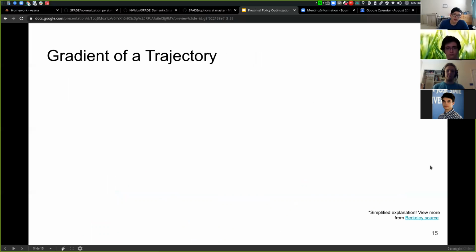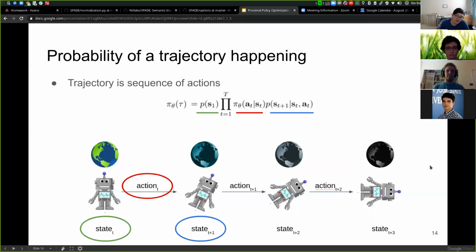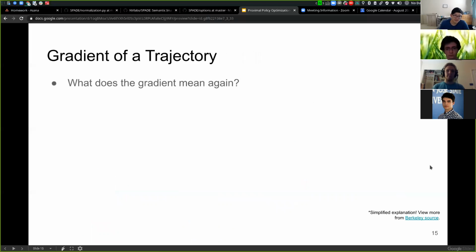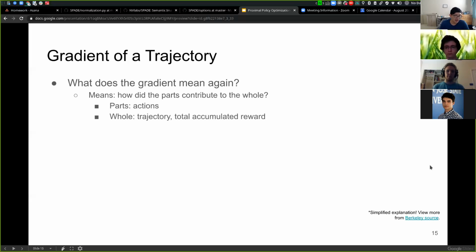So now we're going to take the gradient of the trajectory. Before we just defined what the trajectory is, now we're going to take the gradient. So why are we taking the gradient? What does the gradient exactly mean? Again, basically when you take the gradient, it tells you how the individual parts contributed to the whole. So in this case, the parts are the different actions and the parameters. And the whole is that trajectory that you went on and the total accumulated reward. So why do we want to know the gradient? It's because we want to know how each part of our policy network contributed to the whole reward, so that we know how each part should respond based on the reward that we get overall.